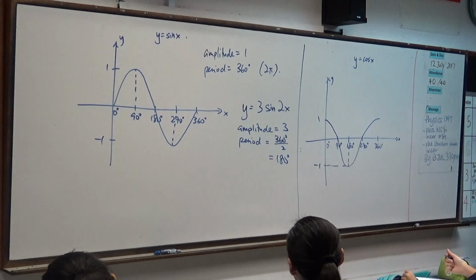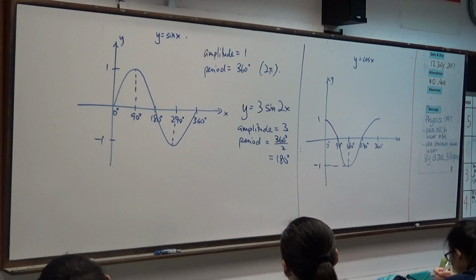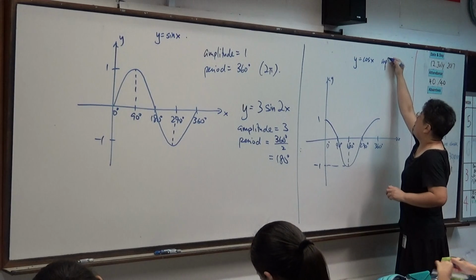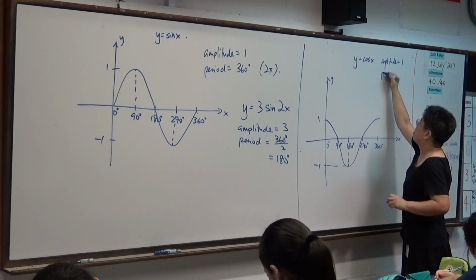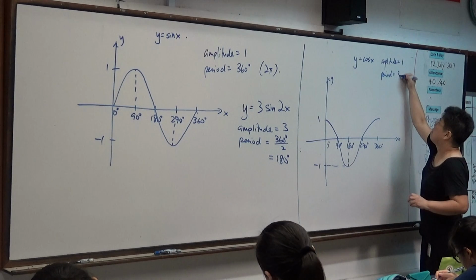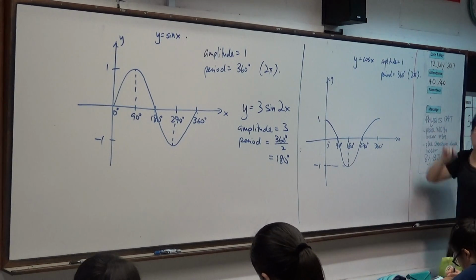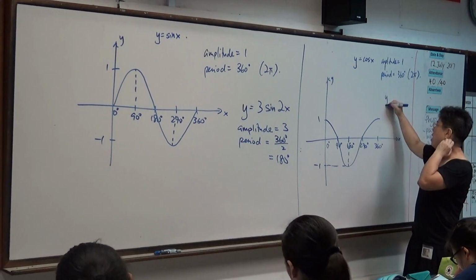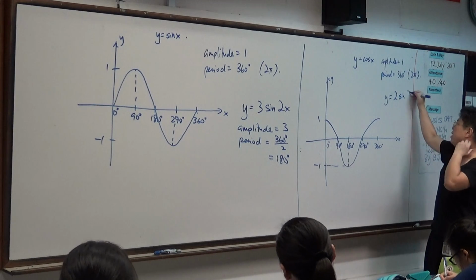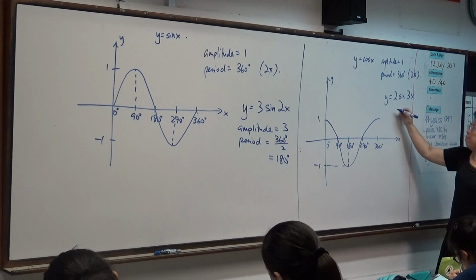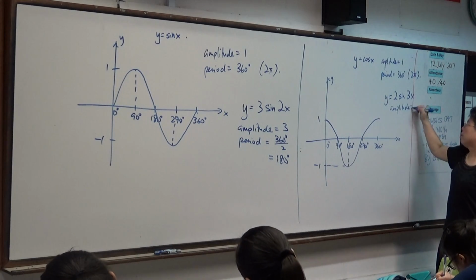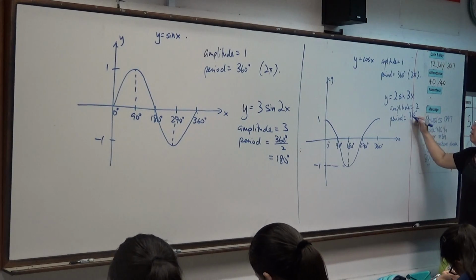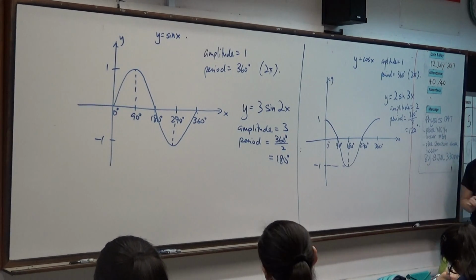Alright? Everybody okay? Now, for this one, the amplitude is 1. For the period, also 360, which is 2 pi, right? Everybody okay? Alright, so if I have y equals 2 sine 3x, what will be the amplitude of this curve? Very good. Amplitude is 2. What about the period? 120. Yes, 360 divided by 3. So it's 120. Everybody okay?